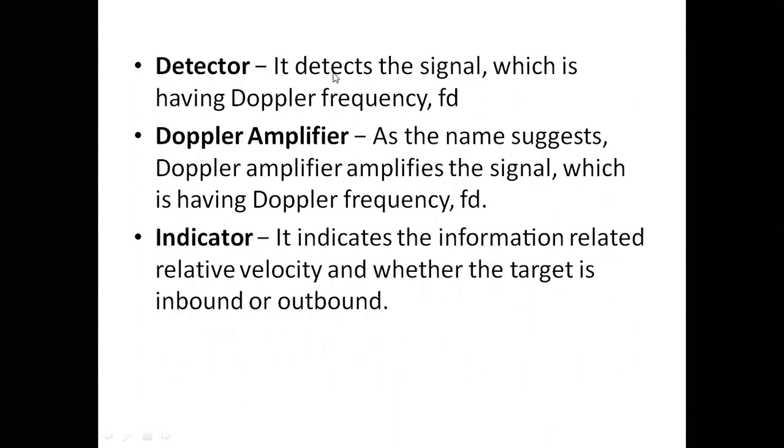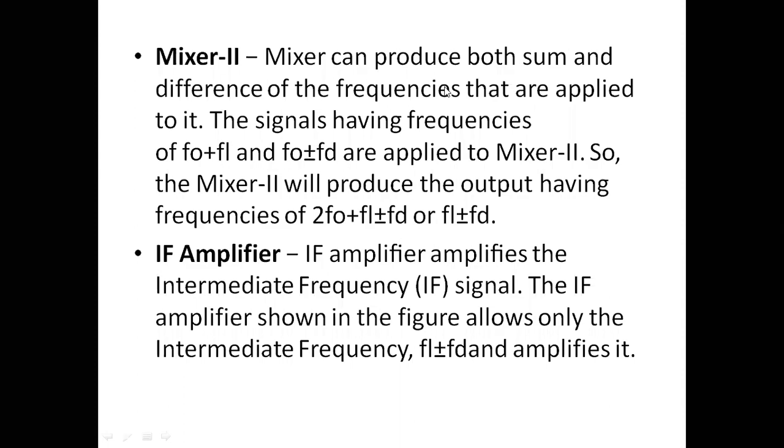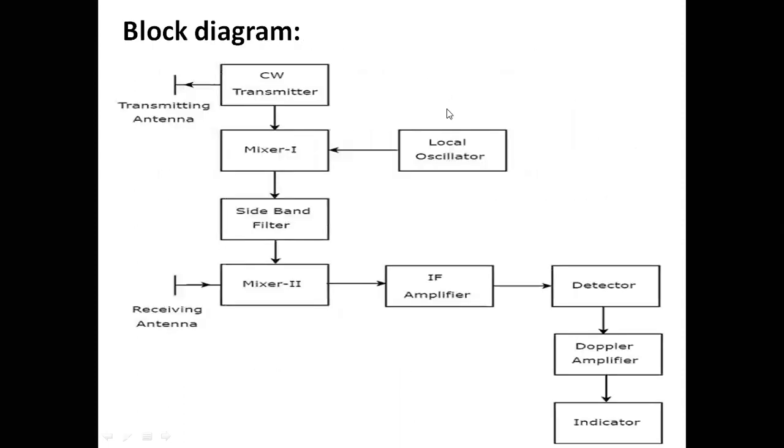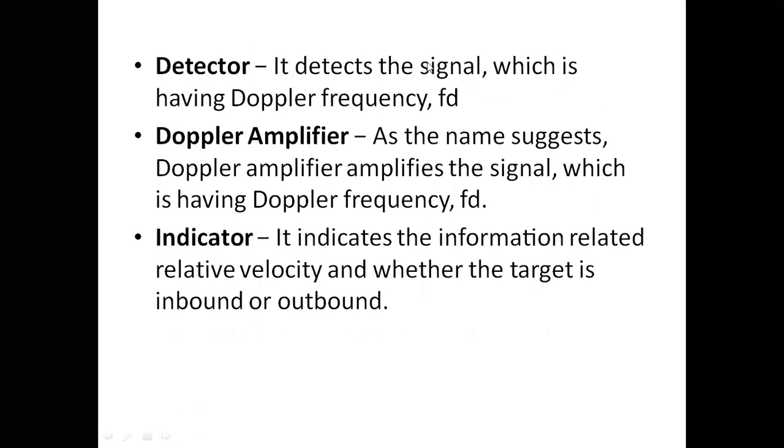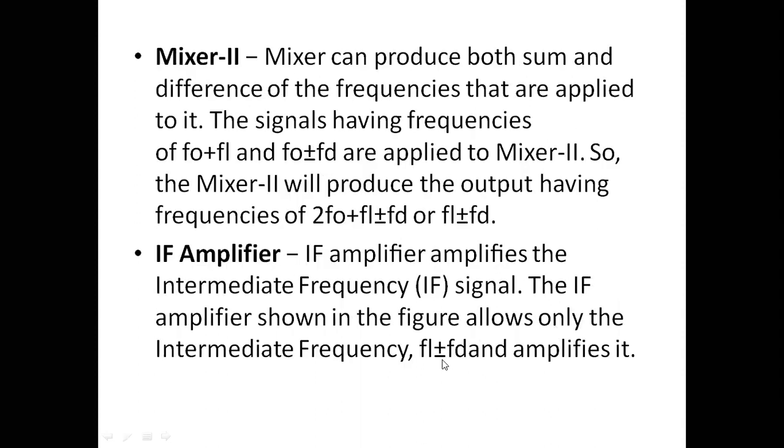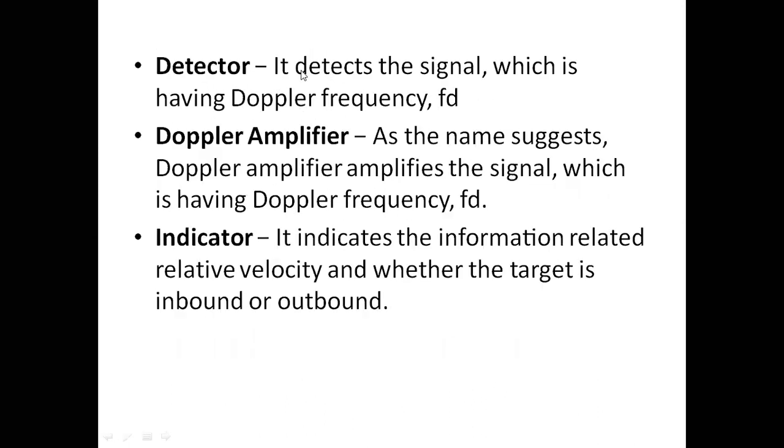The next is the detector. It detects the signal. The IF amplifier output goes to the detector as well as the Doppler amplifier. What is the purpose of the detector? The detector detects the signal which has the Doppler frequency fd. The IF amplifier amplifies the signal which contains the frequency fL plus or minus fd, but the detector eliminates the fL frequency and it detects only the Doppler frequency, that is fd.